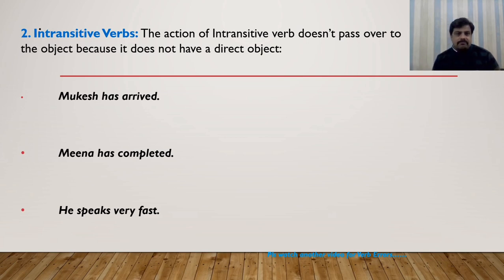I taught you already, I have discussed that any verb that doesn't pass over, means has no object, no direct object. Any verb that has no direct object is called intransitive verb.